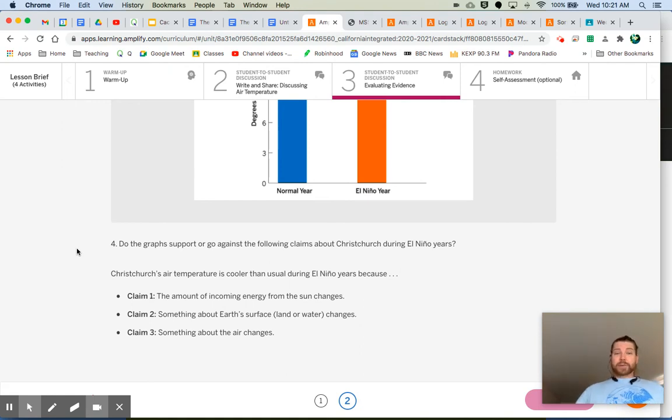Here's question number 4. This is down at the bottom of tab 3, button number 2. We've taken some time to look at these graphs and analyze them and see what they're saying. And the question says, do the graphs support or go against the following claims about Christchurch during El Nino years? Christchurch's air temperature is cooler than usual during El Nino years because the amount of incoming energy from the sun changes. What do we see in the graphs? Do the graphs support that?